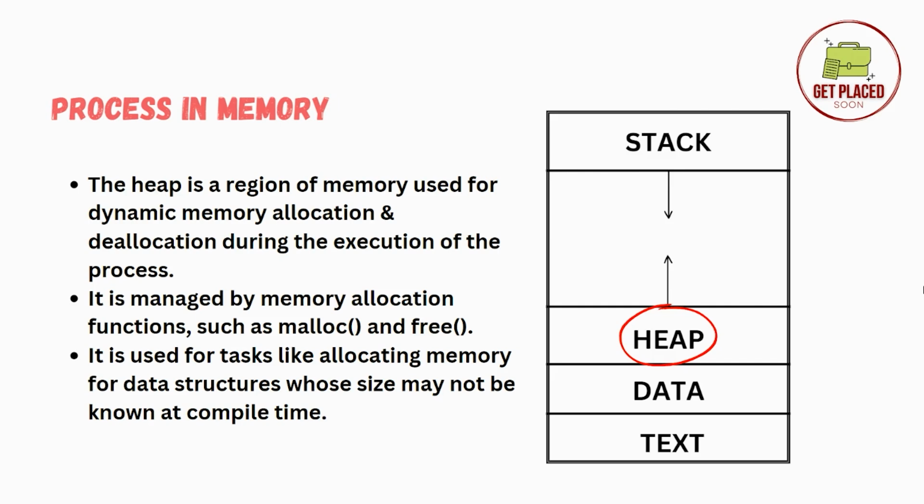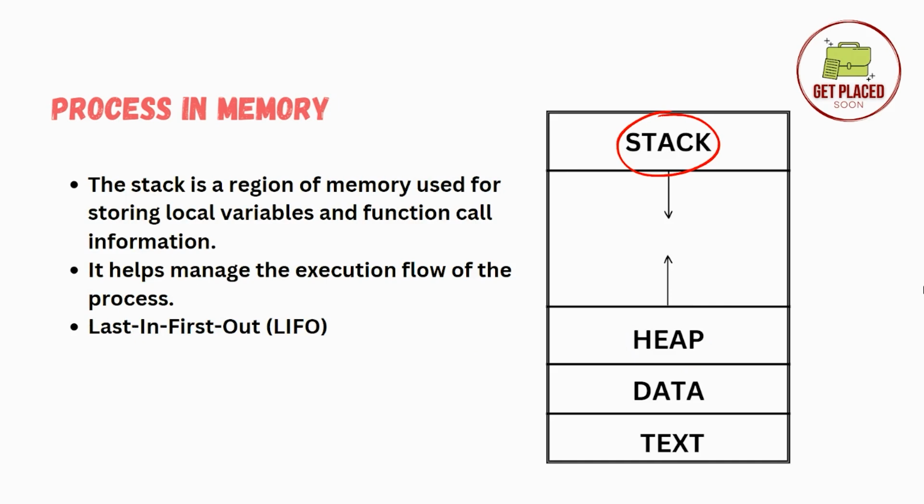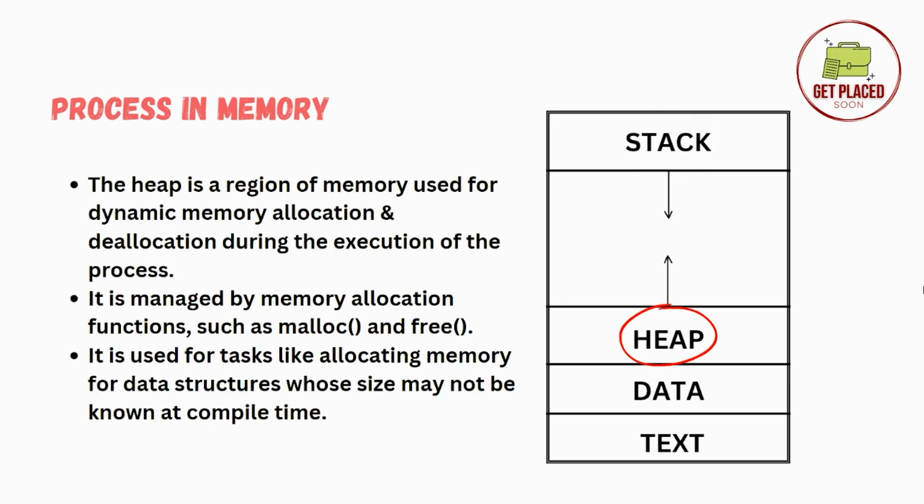So I hope you understand. In the previous slide, in stack, we are storing the basic things at compile time, like local variables, function call information, etc. When it comes to heap, we are storing the dynamic memory allocation and deallocation. It happens during the execution of the process. Also, in the diagram, you can see two arrows because we don't know how much space is required. The arrows just say it is not a fixed size.